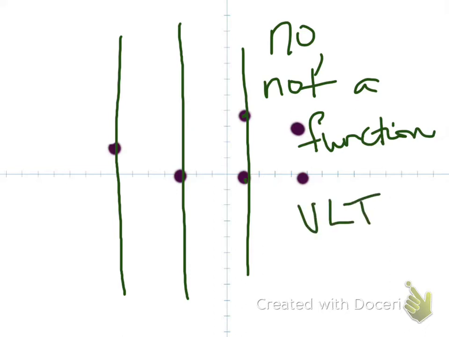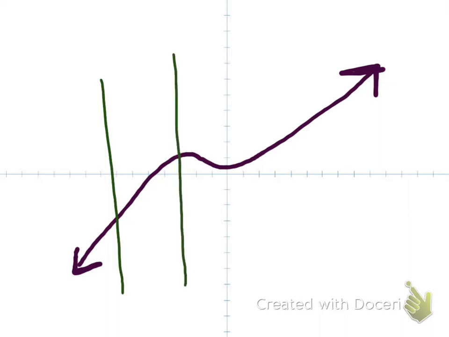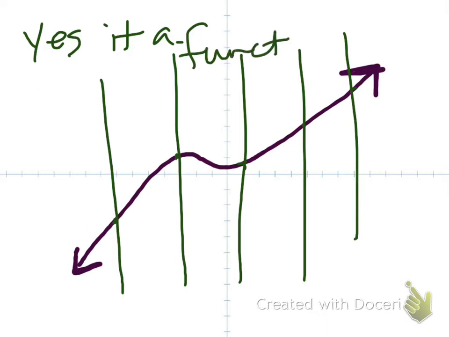All right. Let's look at another one. Here's another line. We're going to draw some vertical lines on this one, all the way through. Does any vertical line go through our curvy line more than one time? No, every time it's just at 1 point. So yes, it is a function, because of the vertical line test.